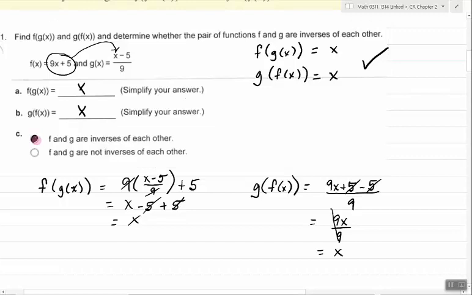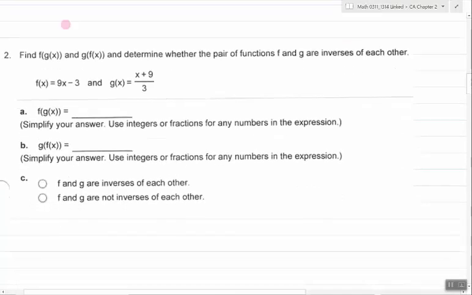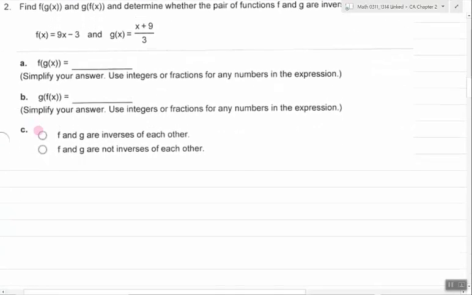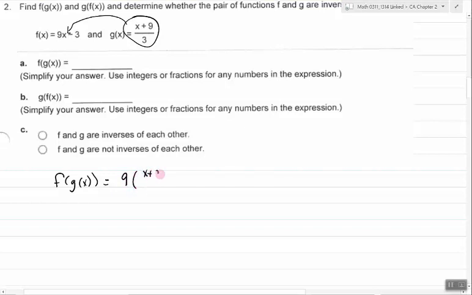Let's do it again with two more functions. These also look similar. I have f of g of x, putting g into f. That's 9 parentheses x plus 9 over 3, close parentheses, minus 3.